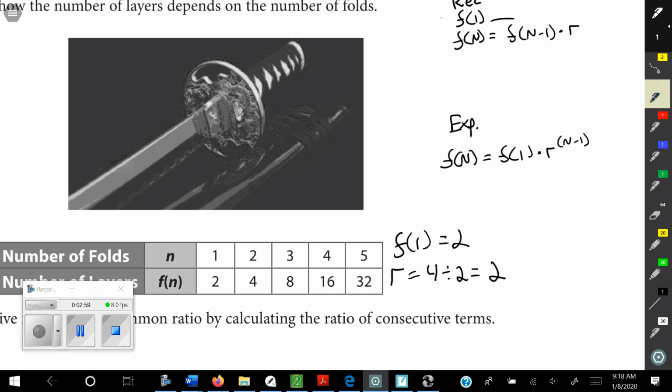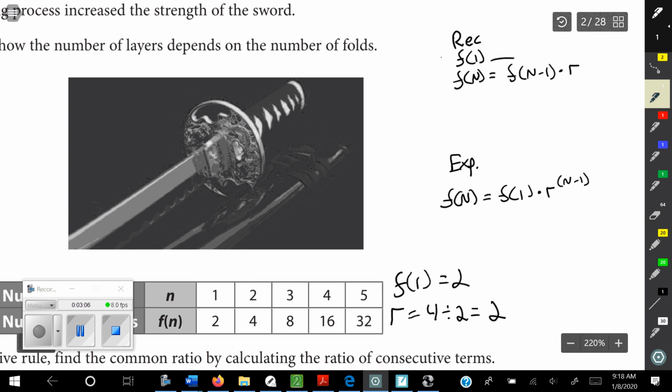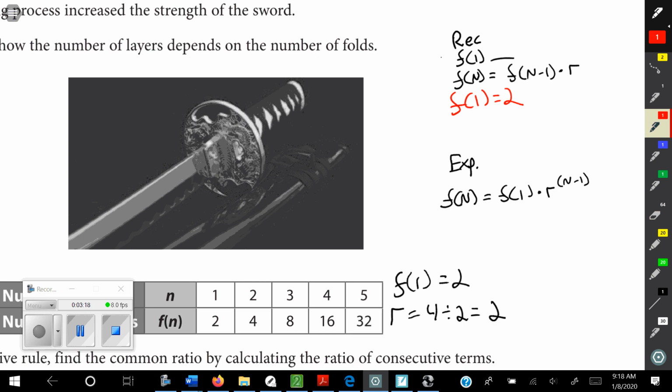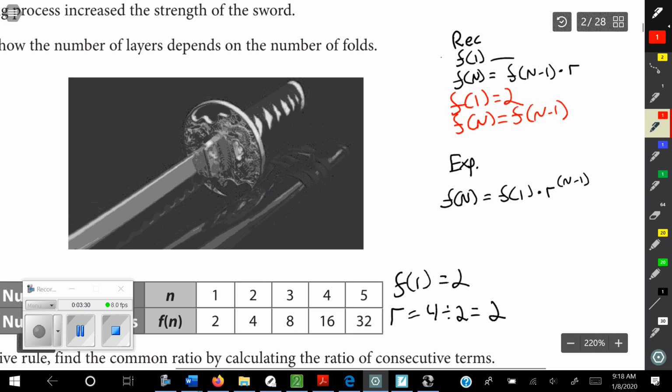So we're almost there now. All we have to do is take these two numbers and plug them into the formulas. So we're going to first plug it into the recursive rule. For f of 1, I'm going to change colors here. What is f of 1? F of 1 is 2. In the second part of the recursive rule, you're going to write everything exactly the same, but at the end you're going to multiply by that common ratio, which is 2.